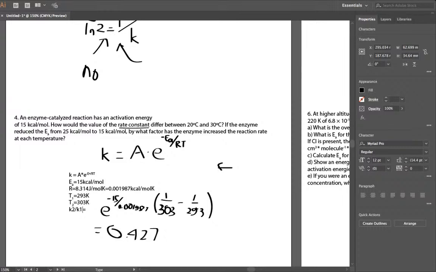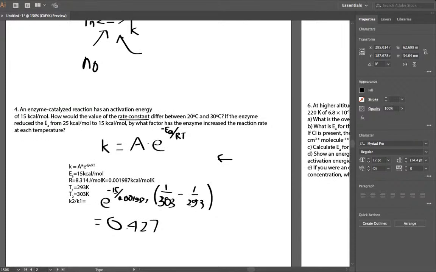If the enzyme reduced the EA from 50 kilocalories to 25 kilocalories per mole, by what factor has the enzyme increased the reaction rate at each temperature? Okay.